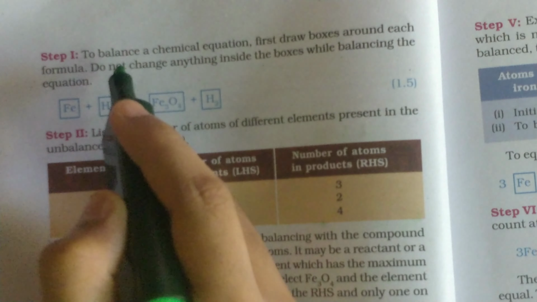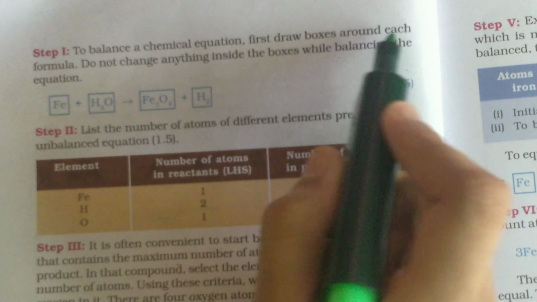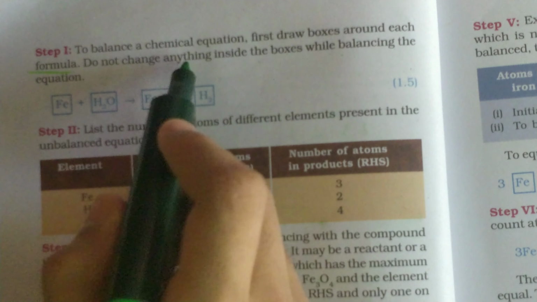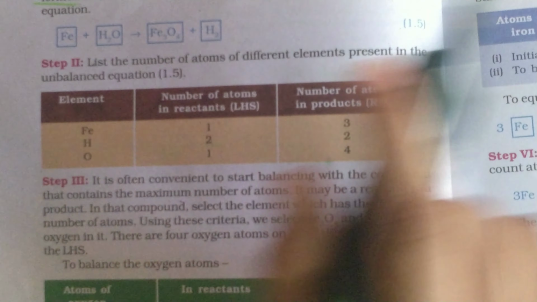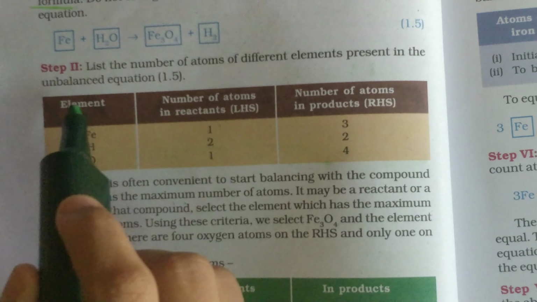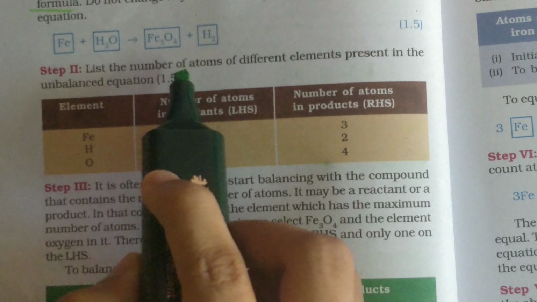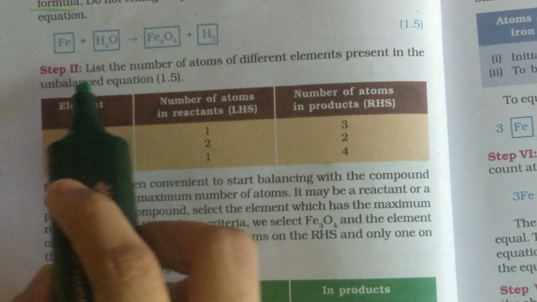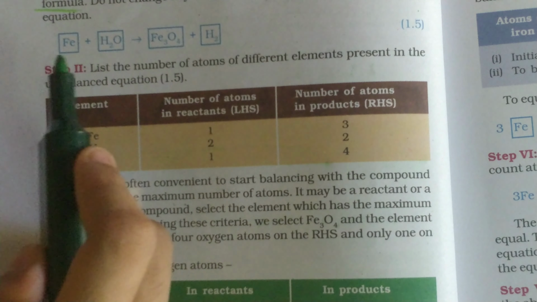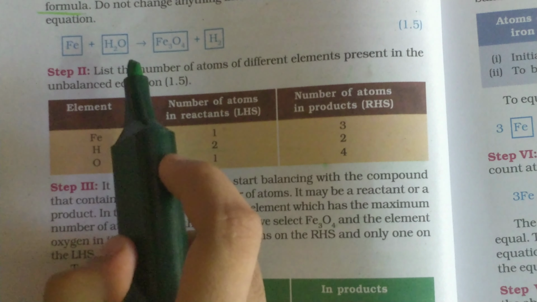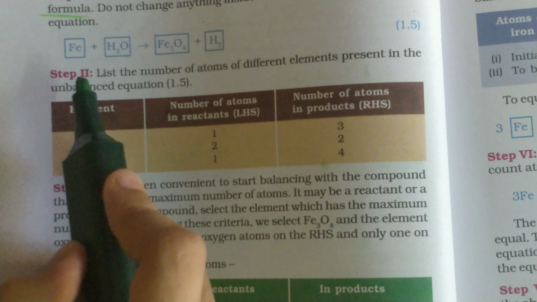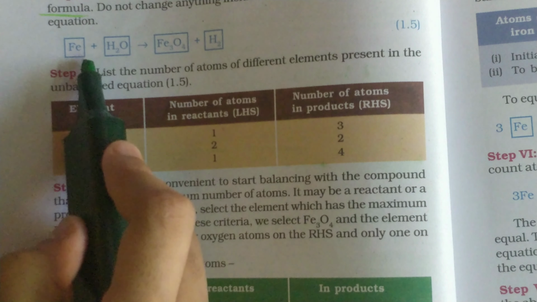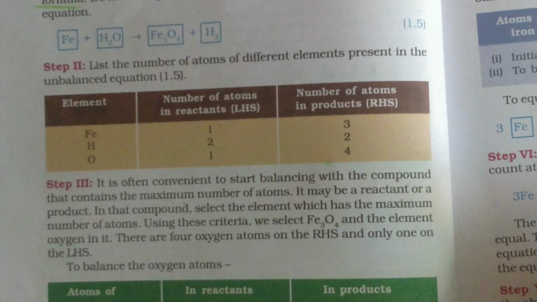Okay, let's see. They've given steps to balance. The first thing is that to balance a chemical equation, first draw boxes around each of the formulas. Do not change anything inside the boxes while balancing the equation. So in the equation they've given here, we have drawn boxes. The second step is to list the number of atoms of different elements present in the unbalanced equation. You know that this equation is unbalanced. For example, oxygen here is 1, here it is 4, and Fe is 1 here, but Fe is 3 here. So it's a very unbalanced equation.